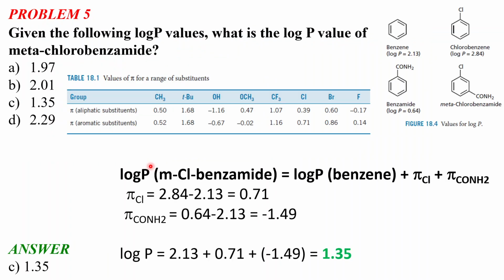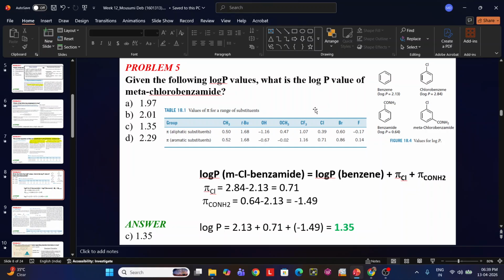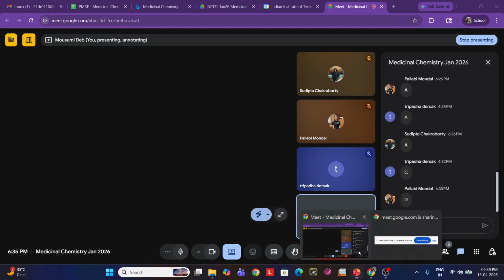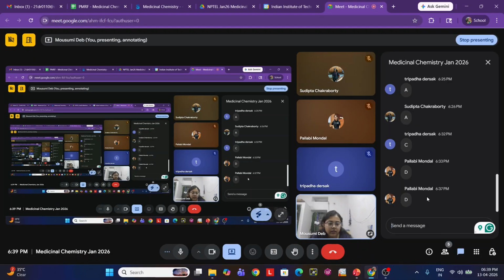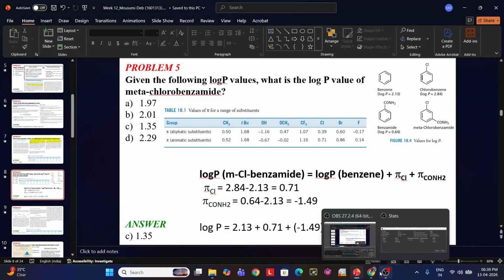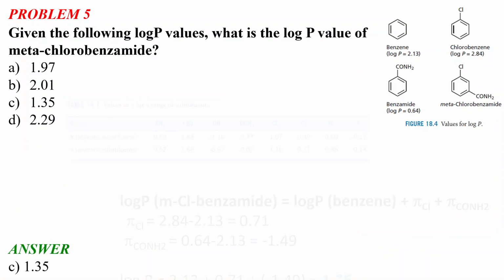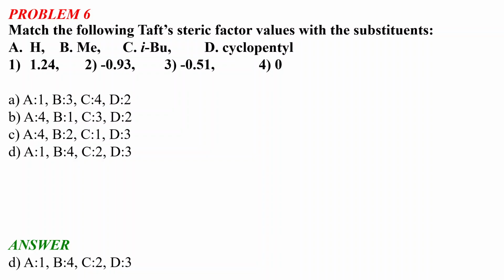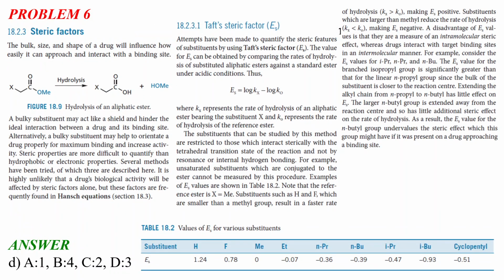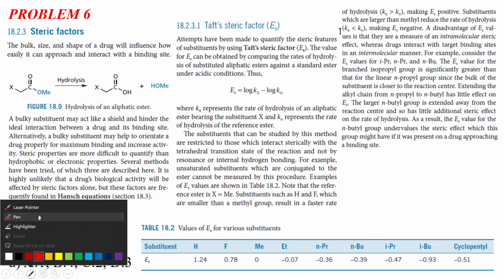Let me check the chat box. Let's see if there is any answer. Okay, number D I have received as an answer. Only one answer I have received, that is number D. Now let me check if number D is the correct answer or not. So the correct answer is, very good, number D. A is with 1, then B with 4, C with 2, and D with 3. So now let us understand what the steric factors are and what this Taft steric factor is.